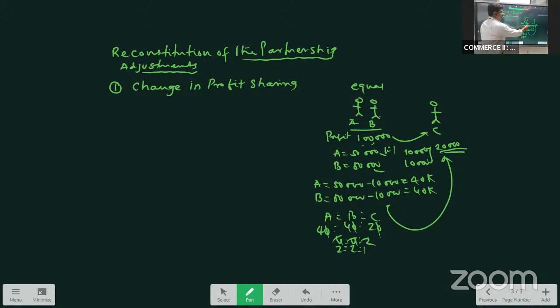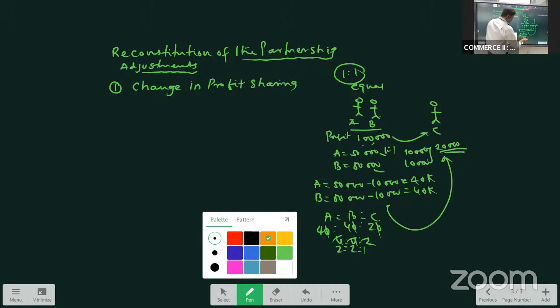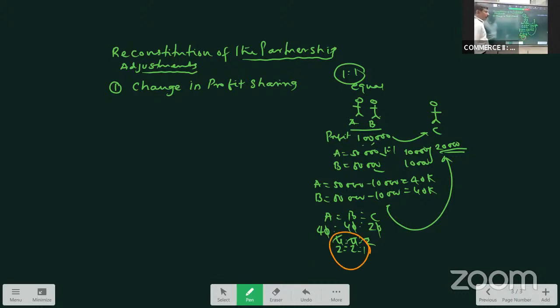Earlier, what was their share? I said it was 1:1. Earlier, the profit sharing ratio of A and B was 1:1. But now, after the admission of the new partner, the new profit sharing ratio is 2:2:1. So what is the first adjustment that we have to do when any partner is admitted? It is a change in the profit sharing ratio. Hope this is clear. We expect a 2 marker on this. I assure you, we are going to get definitely one 2 marker on this. What is it? Calculation of NPSR. What will be the question? How to calculate the new profit sharing ratio? That will be the question.